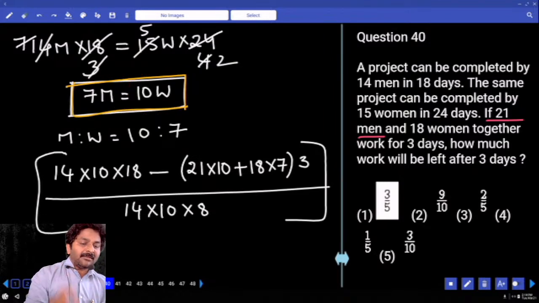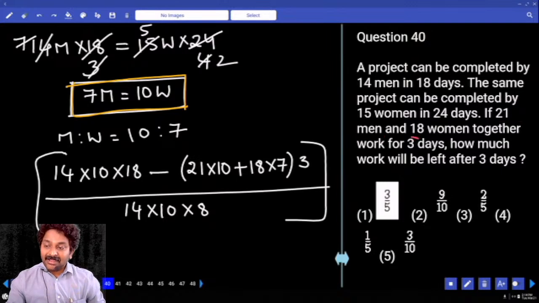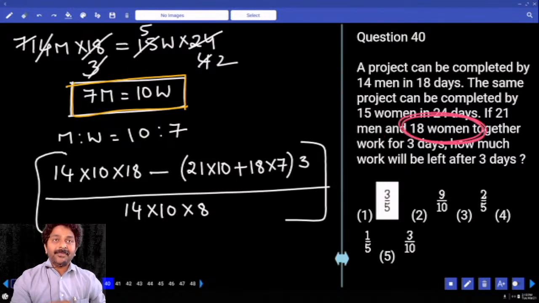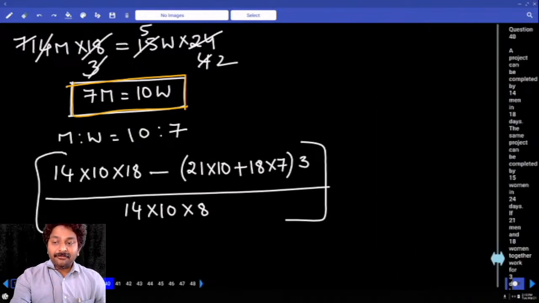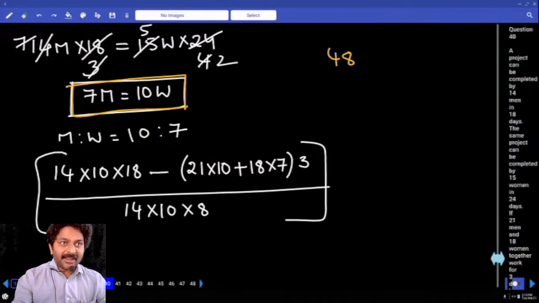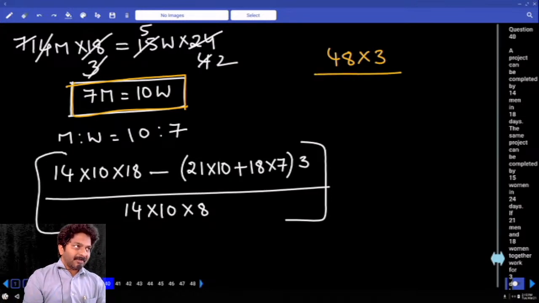So 21 men's efficiency is equal to 30 women. Along with 30 women, how many more women are there? 18. That means how many women are there? 48 women. 48 women's efficiency we have right now, and they are working for how many days? 3 days. Yes? This is the work done so far. So now the conversion is completely into men or women? Women. So now we need to consider only women.